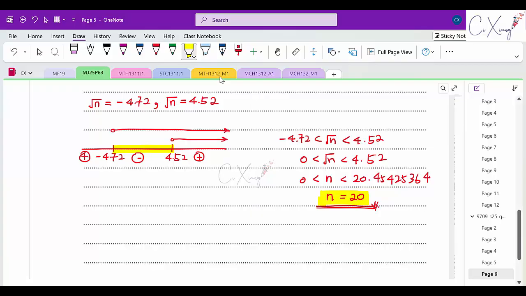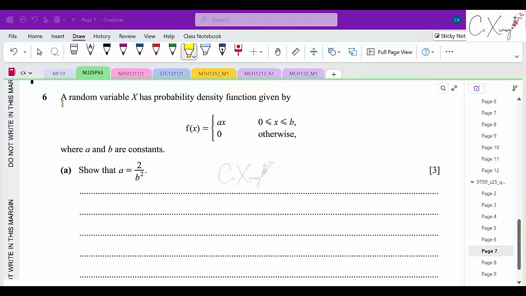Okay, so this is how we solve this question. Question number 6. We have a random variable x with this PDF. x is defined from 0 until b, and the function is ax, where a and b are constants. Show that a equals 2 over b squared.